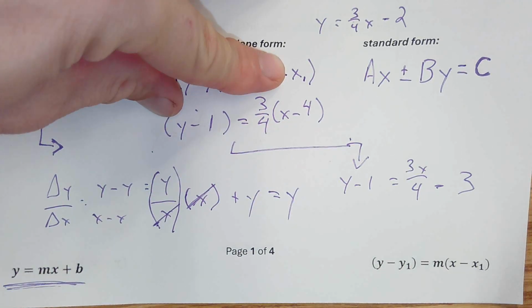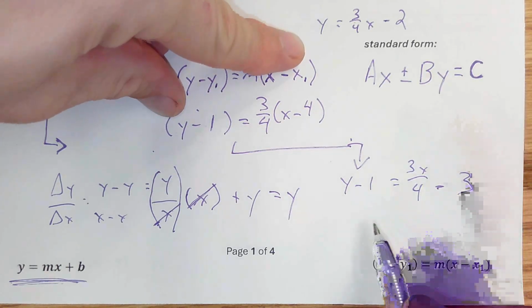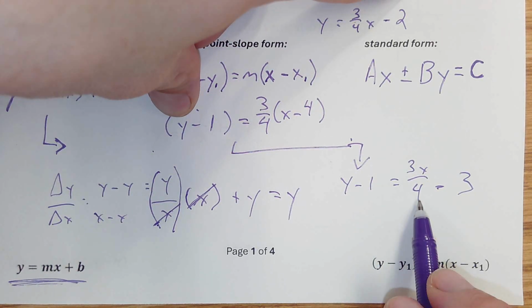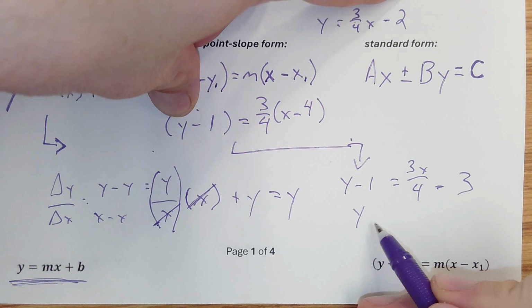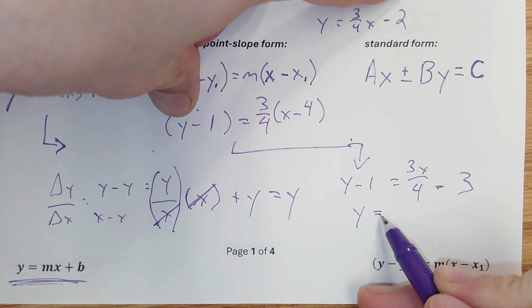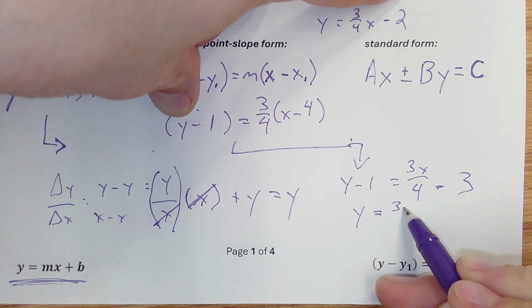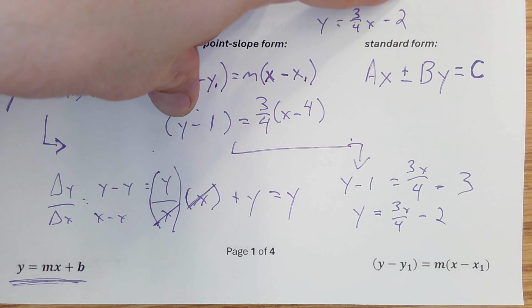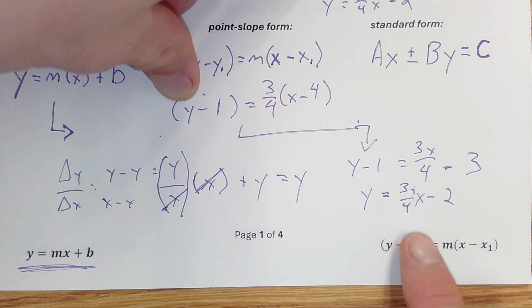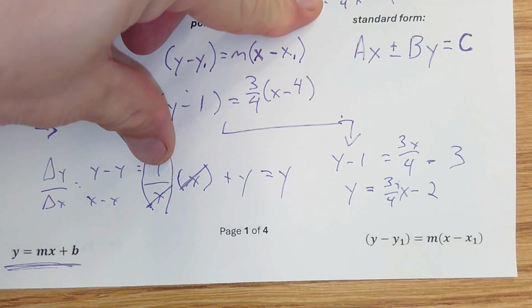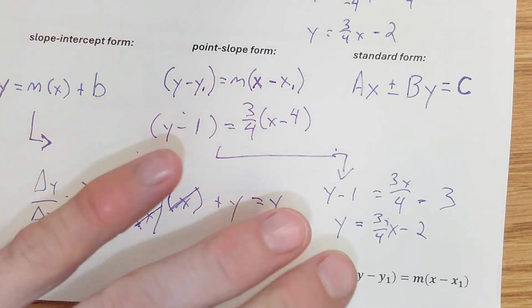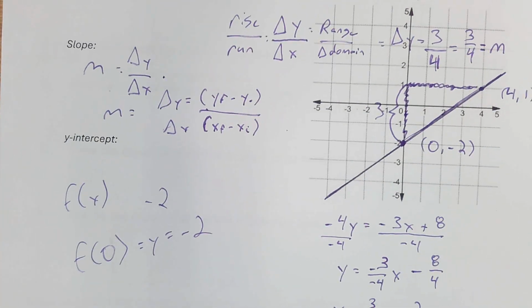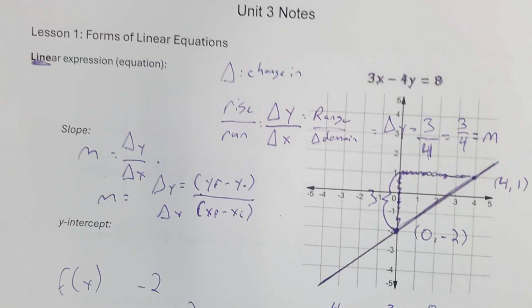Now I'm going to subtract 1 from both sides, or rather add 1 to both sides. Y equals 3x over 4 minus 2. And there you go, you have it, y equals 3/4 x minus 2, which is what we had before. Okay, that was pretty straightforward. So I hope that helps and makes sense. And I'll go ahead and post this now.